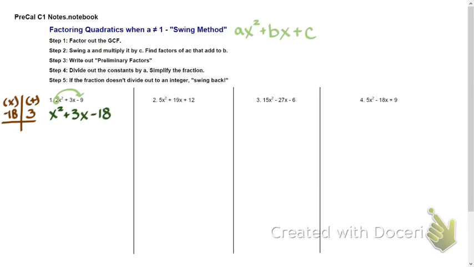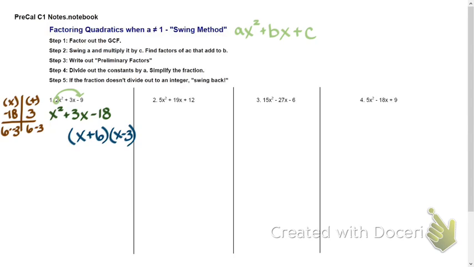I know it's probably going to have to be 6 times -3, because 6 times -3 multiplies to get -18 and adds to get +3. So I'm actually going to write those factors out: x plus 6 times x minus 3.